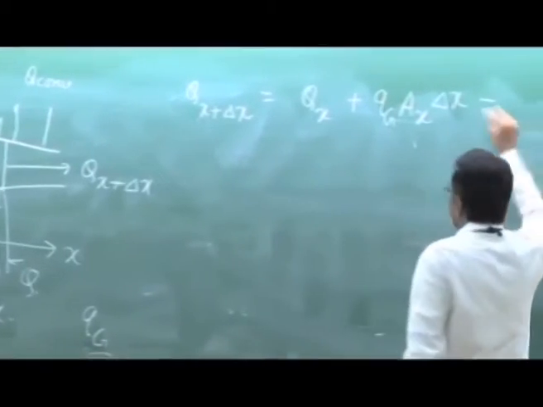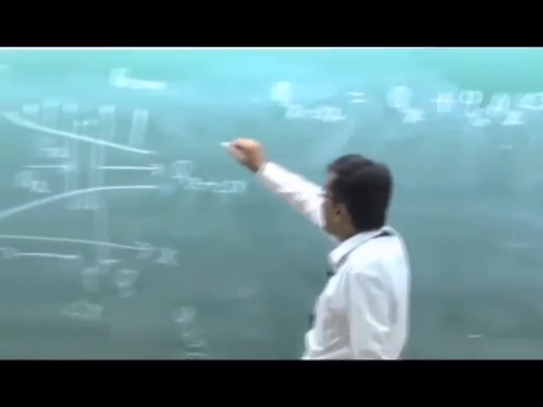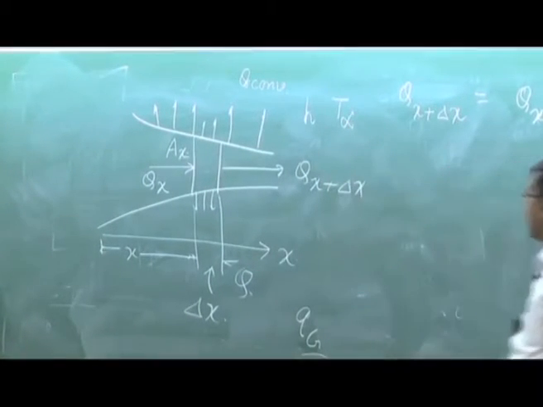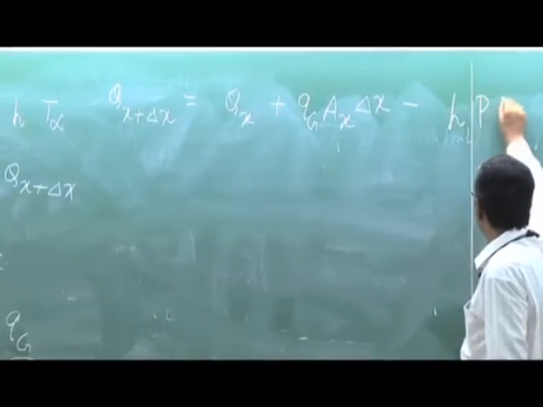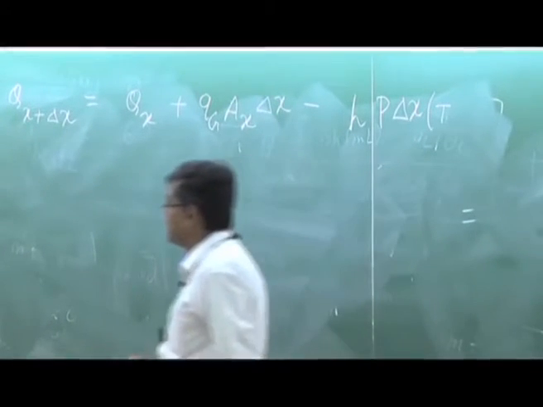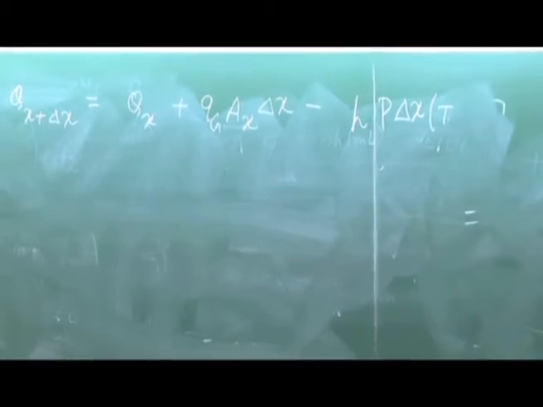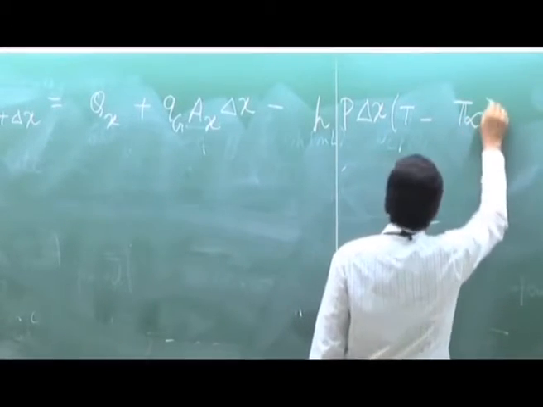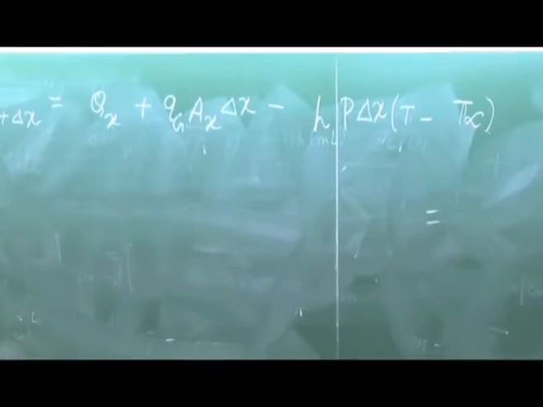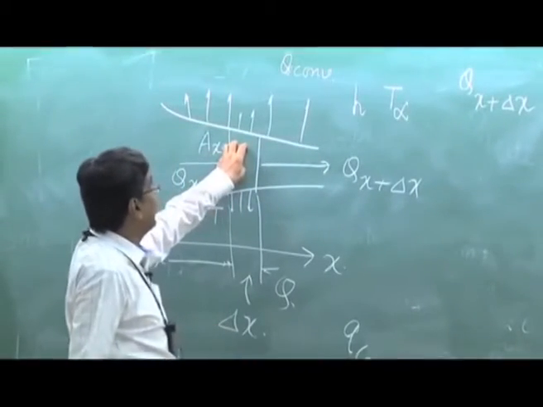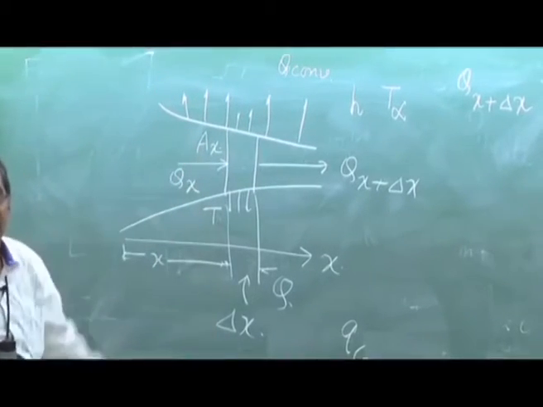Minus, now this convective heat transfer, to take care of, h is specified, T infinity is specified, and I use a nomenclature perimeter P, so that P delta x is my area, and at that location if the temperature is T at x, then this will be T minus T infinity. That means Qx plus del x is Qx coming, plus this is generation of energy minus the convection. Clear?